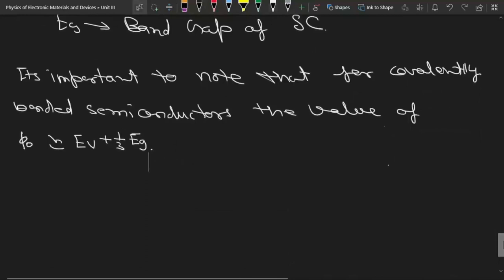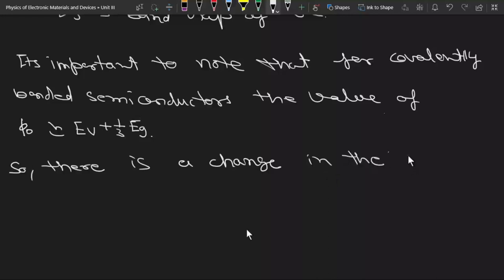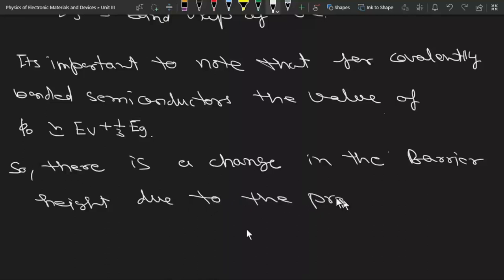So there is a change in the barrier height due to the presence of surface states.